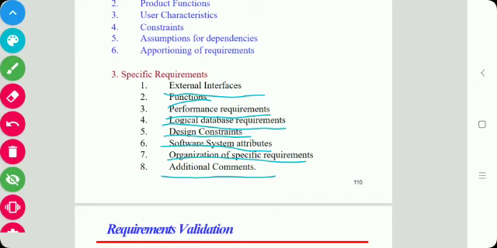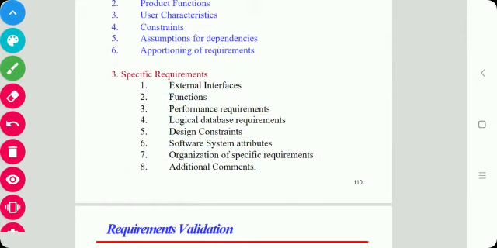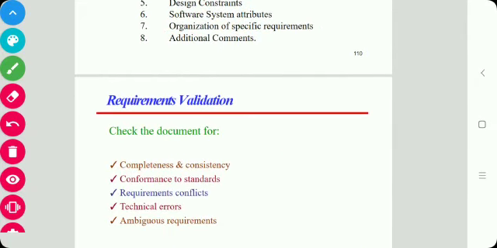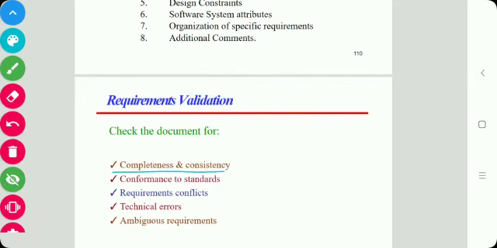So this is the organization of the SRS, in which the first two sections are the same for all the products, and there is a difference only in section 3. The characteristics of an SRS are that it should be complete, consistent, correct, modifiable, and traceable. So we have to check the document for completeness and consistency, conformance to standards, requirements conflicts, technical errors, and ambiguous requirements. Okay, so this is the organization of the SRS.